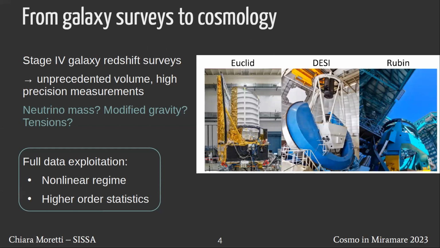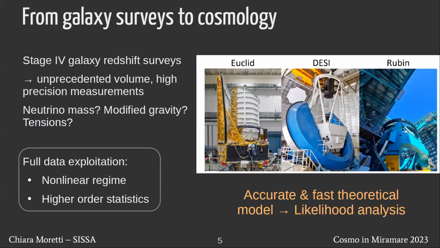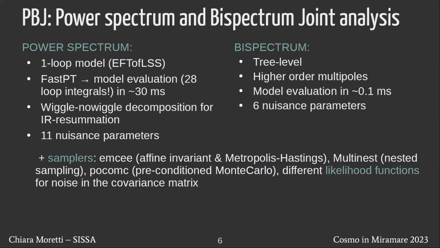But in order to fully harness the power of the upcoming high precision data, we need to go as deep as possible in the nonlinear regime of structure formation, and also we want to go to higher order statistics. So not only look at 2-point functions, but also 3-point functions or higher order. And this is where my work comes in. So to reach this goal, as I said, we need an accurate and fast theoretical model that is able to model nonlinearities. And then we perform a likelihood analysis to obtain the cosmological parameters.